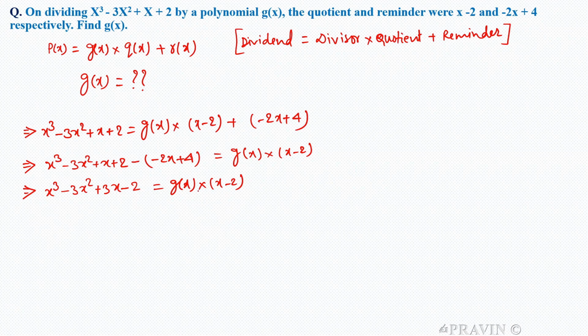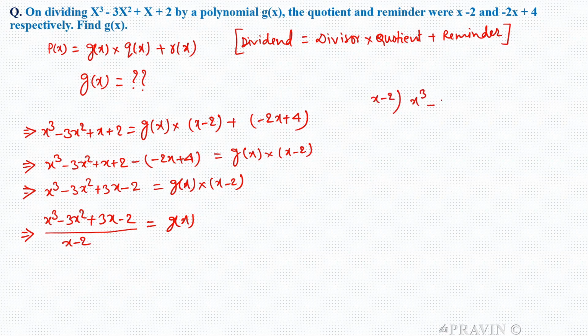Now x minus 2 is being multiplied here. So when you bring this term to the left hand side, it will be in division. So x cube minus 3x square plus 3x minus 2 divided by x minus 2 is equal to gx. Again here you will find that this can be solved by division algorithm. Let's divide x cube minus 3x square plus 3x minus 2 by x minus 2.